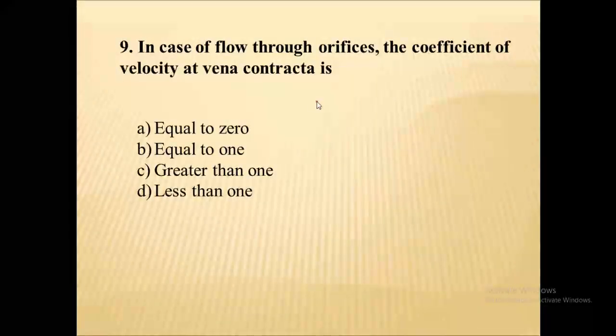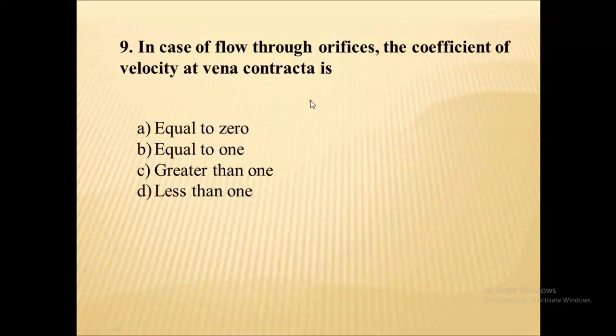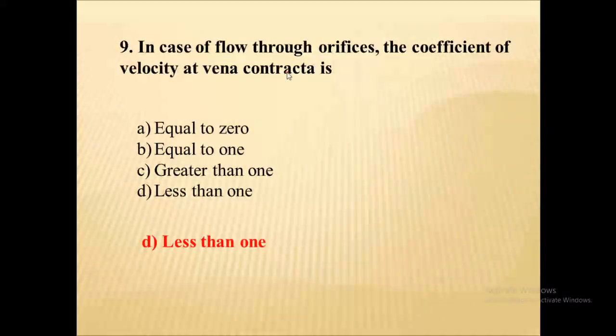The value will be 1 if there is no friction in a fluid flow, which is not possible in actual practice. So the coefficient of velocity at vena contracta will be less than 1. Its value will range from 0.95 to 0.98.